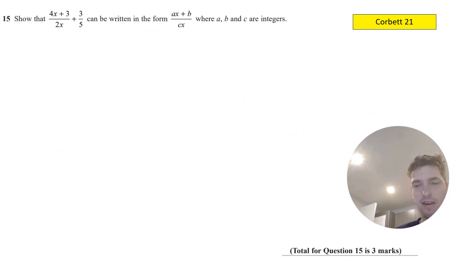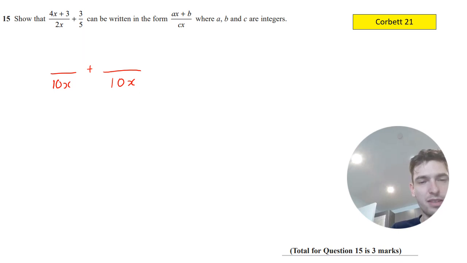Question 15, fairly straightforward adding algebraic fractions. I put the Corbett reference here for you to practice, but we've done this quite a bit in class. So what do I need to do here? Well, what is my common denominator going to be? Usually with these types of questions, I'm going to multiply the 2x and the 5. 2x times 5 is 10x, so that is going to be my denominator. Now, for the first fraction, how do I get from 2x to 10x? Well, I'm going to multiply by 5.